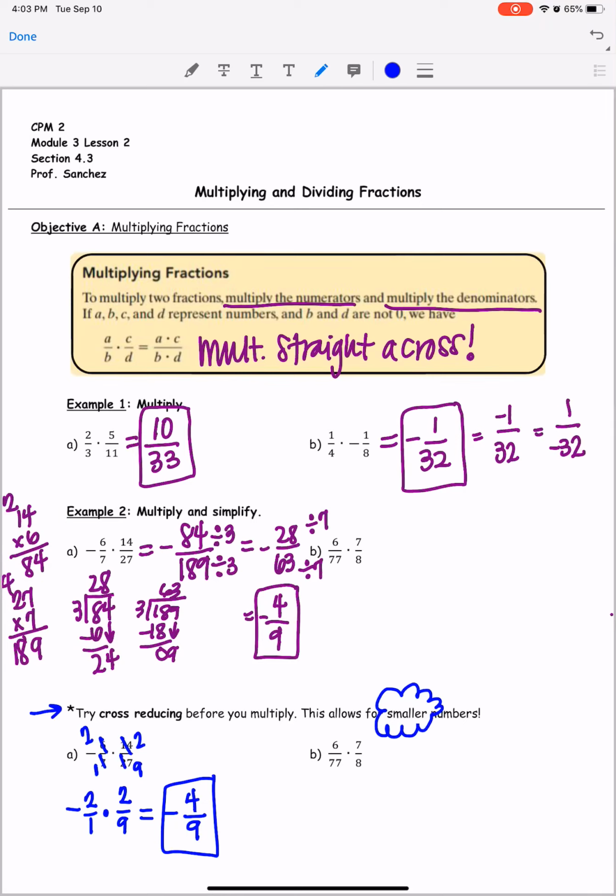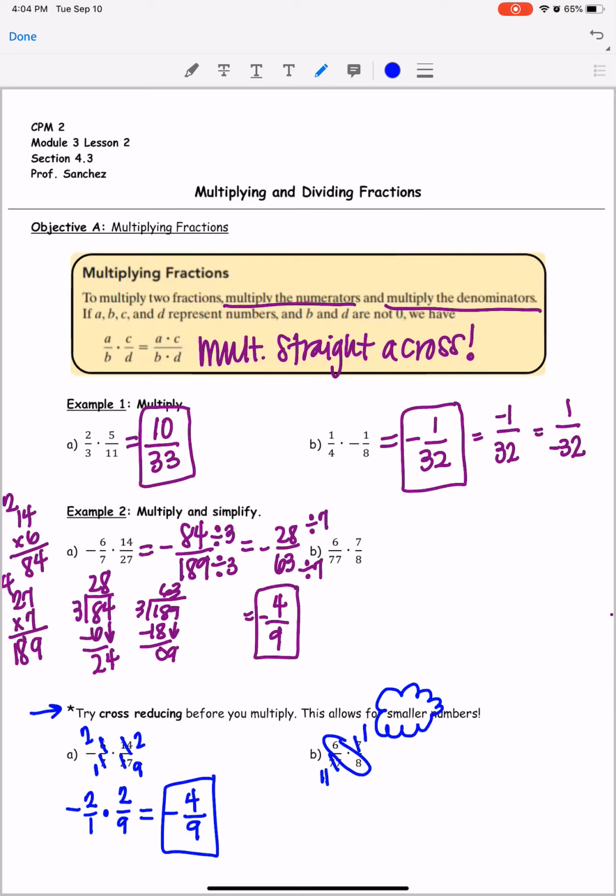So, cross-reduce. So, look diagonally. Is there anything I can divide into 7 and 77? Weirdly enough, it's 7 again. Not always going to happen, FYI. So, 7 divided by 7 is 1. So, I'm going to cancel this out, make it a 1. 77 divided by 7 is 11. So, cross it out, make it an 11.